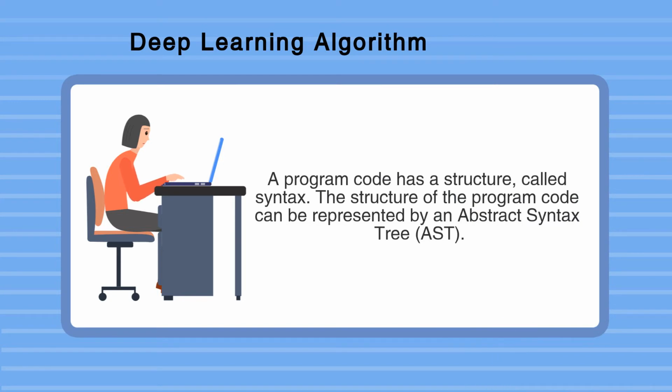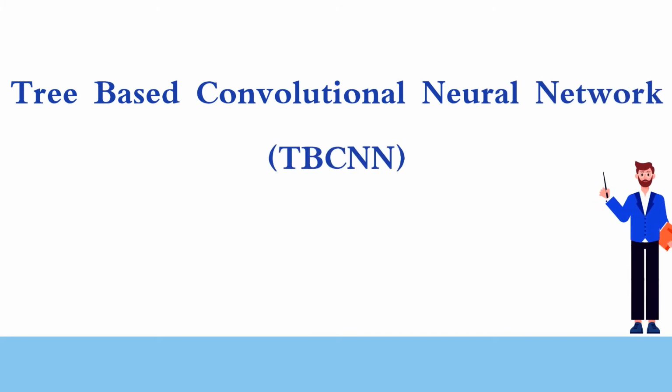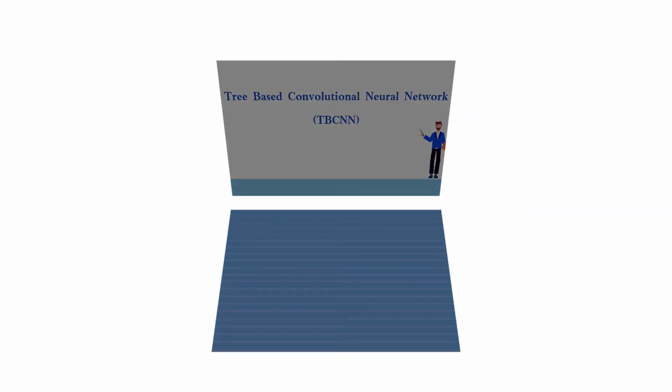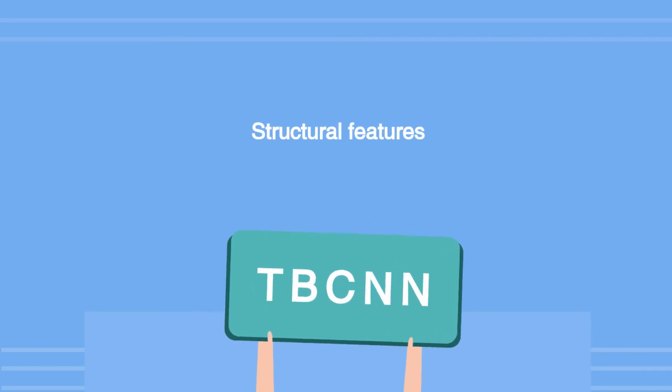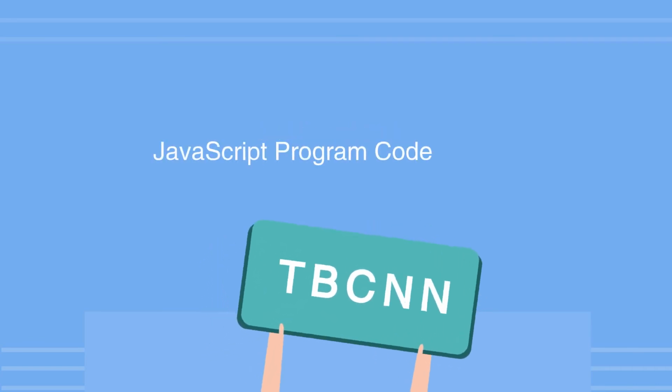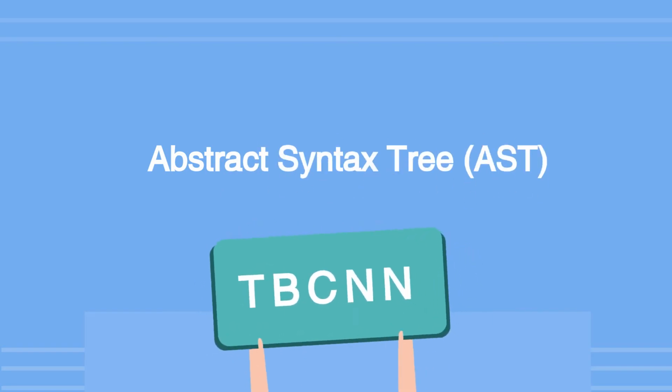One of the deep learning algorithms that use an abstract syntax tree as input data for the classification process is the tree-based convolutional neural network. TBCNN is an algorithm for modeling parse trees from programming languages and natural languages, which has the advantage of classifying long text sequences. The TBCNN algorithm works by capturing the structural features of a JavaScript program code, which is modeled in the form of an abstract syntax tree.